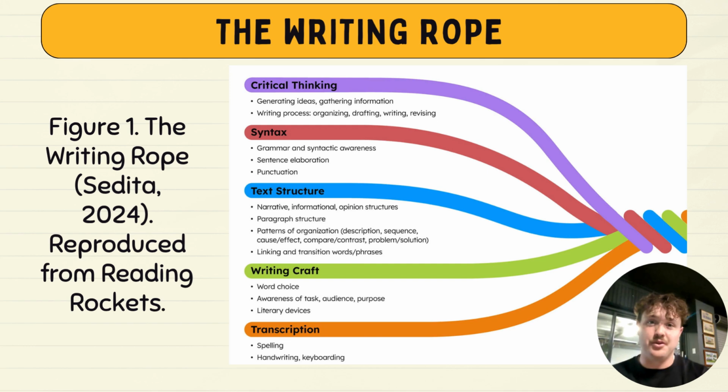My approach is also informed by the writing rope shown here from Sedita. The writing rope demonstrates that skilled writing involves several interconnected strands, including critical thinking, syntax, text structure, writing craft, and transcription. My lesson particularly focuses on the syntax strand. Teaching complex sentences is therefore not an isolated grammar activity. Developing students' understanding of syntax can provide them with a greater control over how they construct and communicate ideas in their own writing. For Year 5 students, this becomes increasingly important as the ideas they communicate become more sophisticated.